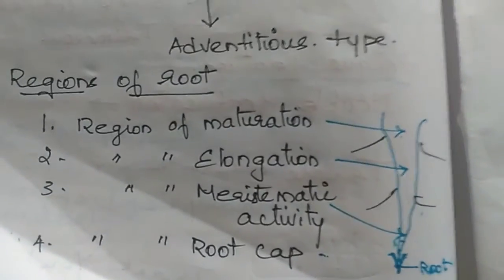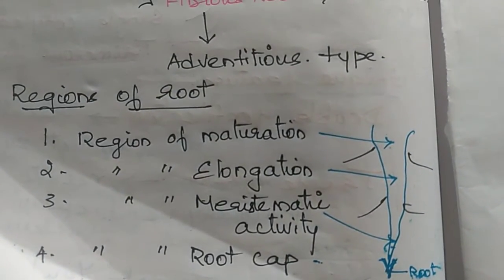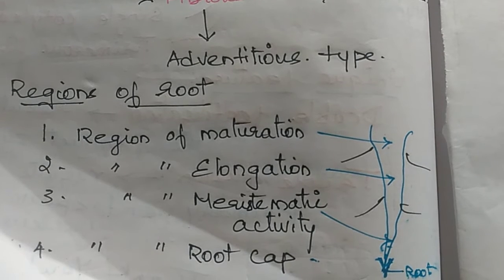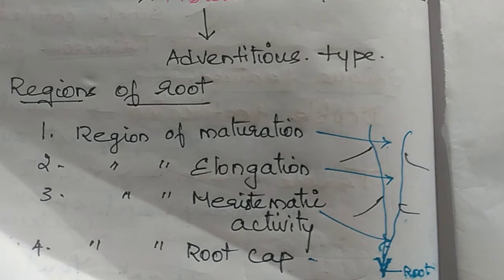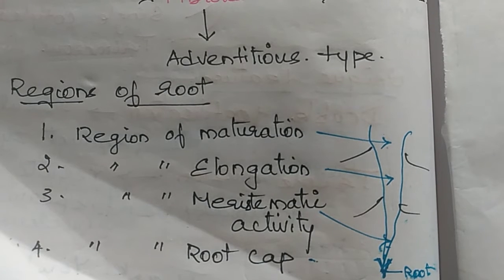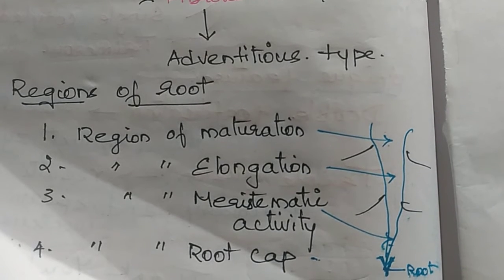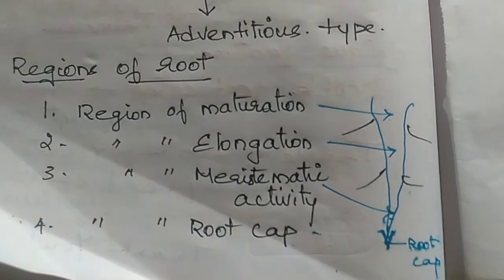Next we will come to the regions of root. So there are four regions in a root. The first region is the region of maturation, and the region of elongation, region of meristematic activity, and the region of root cap.